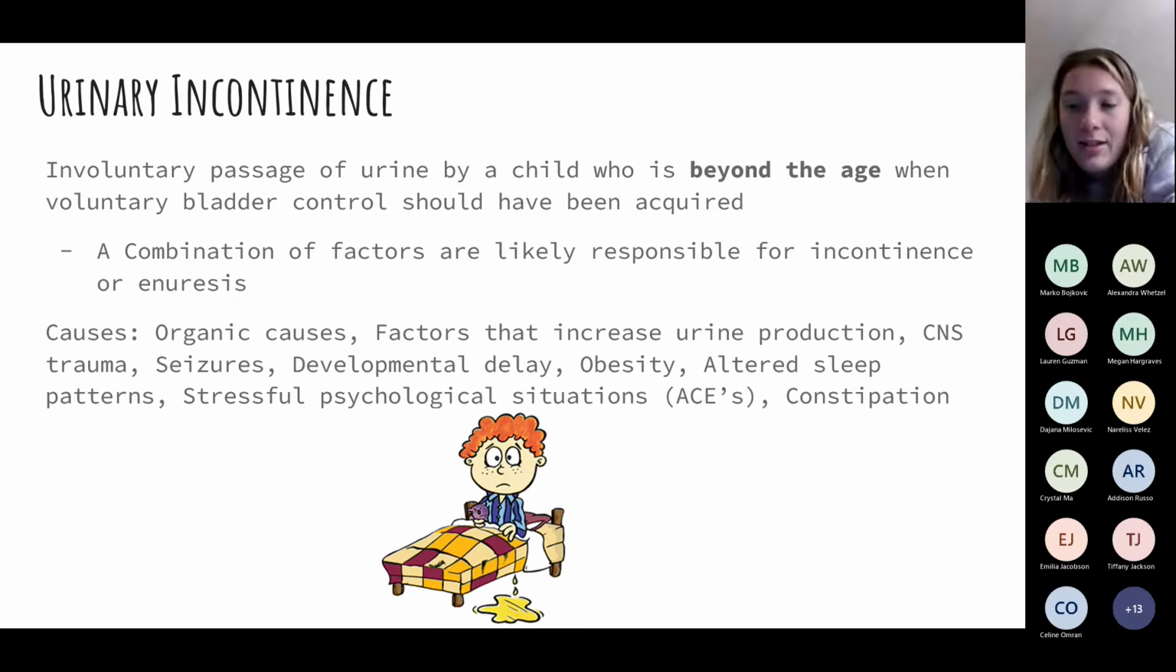Urinary incontinence. This one can be a little bit tricky because it's pretty normal for kids to have episodes of bedwetting. But what's happening with urinary incontinence is this happens to a child who's beyond the age when voluntary bladder control should be acquired. If you start seeing maybe your 7, 8, 9-year-olds frequently and repeatedly wetting the bed, we're going to want to dig a little deeper to see what might be going on. Again, there can be so many different causes.